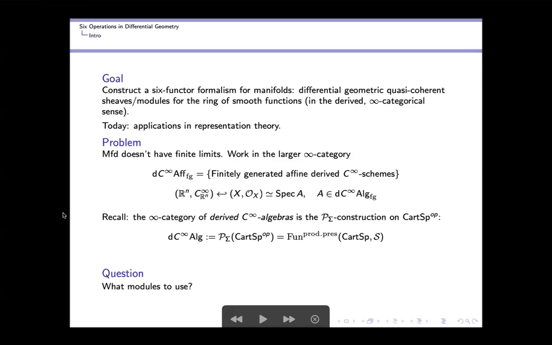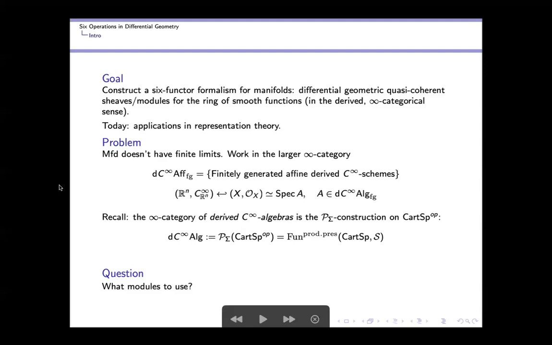The construction of the six-functor formalism sort of depends very crucially on questions like this. So what does it mean to do differential geometry as if you're doing algebraic geometry? What extra structure do you need to have on your rings to have a good theory of quasi-coherent sheaves? That's sort of the questions that I want to address today.